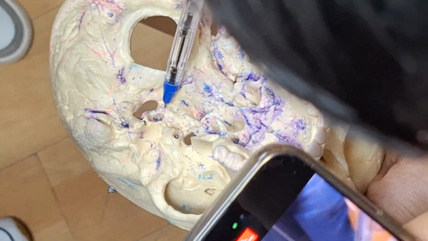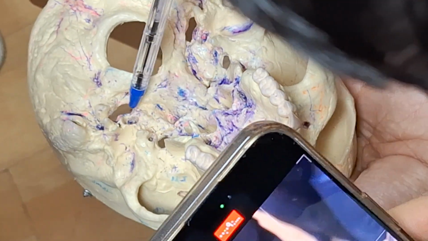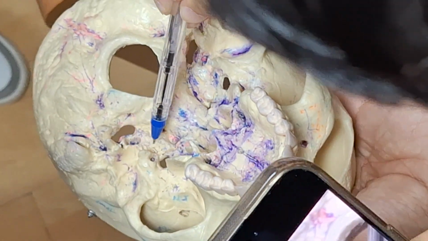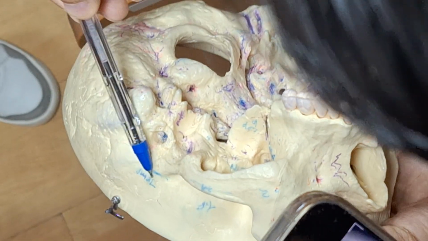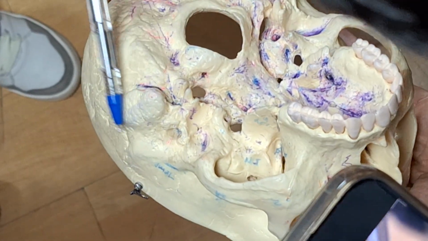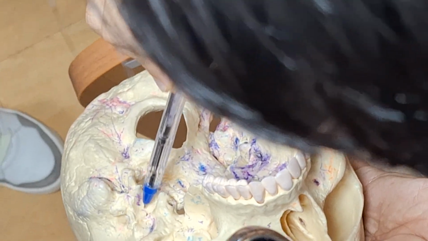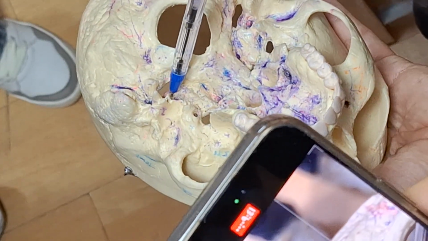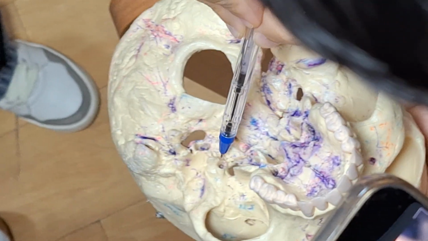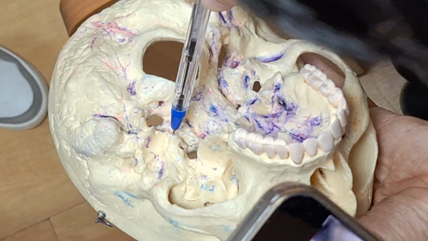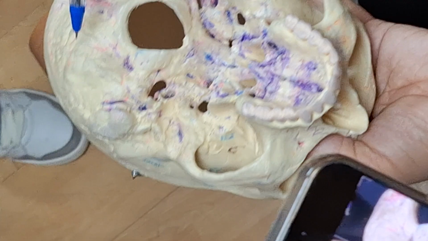Look at here. This is the petrous part of temporal bone, squamous part, mastoid part. Here, the tympanic plate, and here is the petrous part of temporal bone. In the petrous part of temporal bone, you can see this structure.